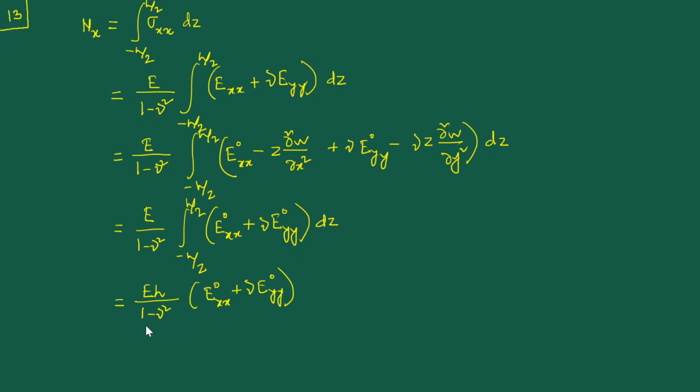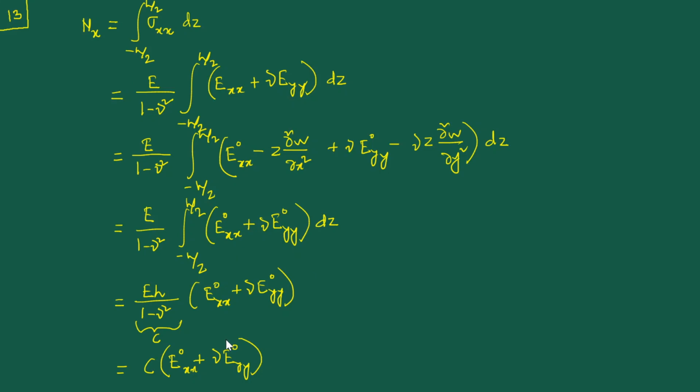And what we say is that, just like in the classical plate theory, we had arrived at a term like EH cube by 12 1 minus nu square. We had called that D, the bending rigidity. So also this thing we will just write as C. Okay, so overall this Nx is C Exx naught plus nu Eyy naught. Alright, so this was about Nx.